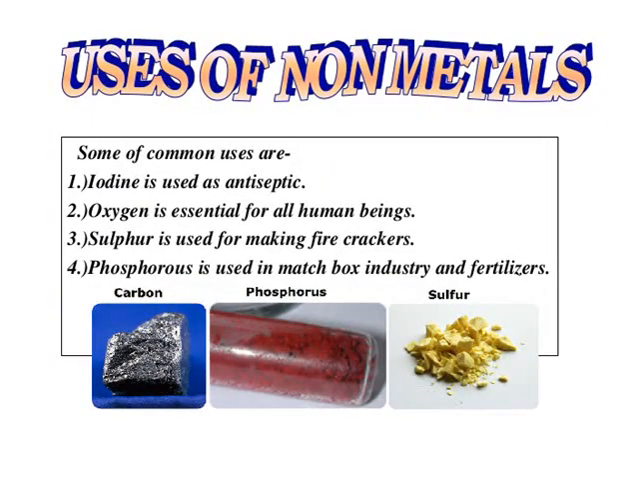Uses of non-metals. Iodine is used as an antiseptic. Oxygen is essential for all human beings for respiration. Sulfur is used for making firecrackers. So the crackers that you are bursting during the festival of Diwali contain a chemical called sulfur. Phosphorus is used in matchboxes. The red tip that you find on the matchstick is made up of phosphorus. So phosphorus is used in the matchbox industry and in fertilizers.